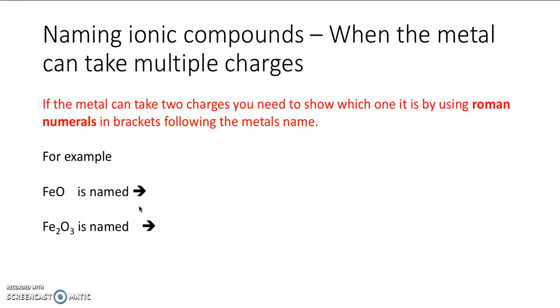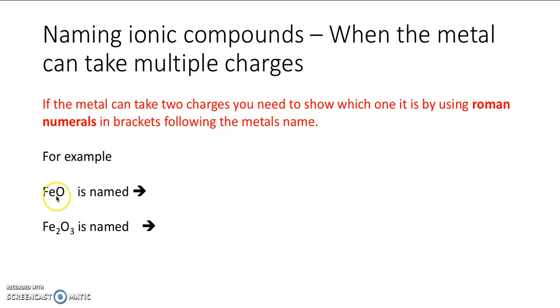The final little bit of information that you need to know in order to write ionic compound names well is that when the metal can take multiple charges, we give Roman numerals to identify which charge the metal has. So if a metal can take two charges, you need to show which one it is by using the Roman numerals in brackets following the metal's name.